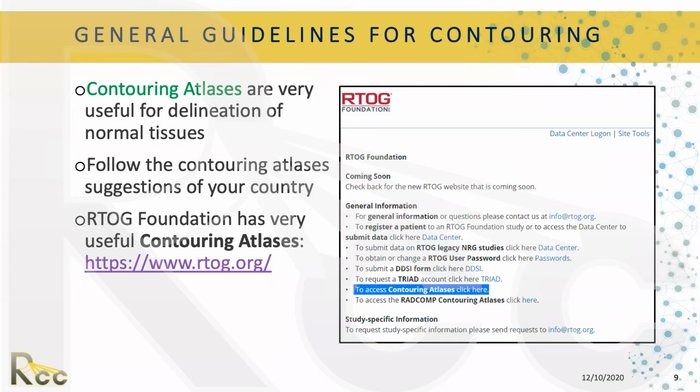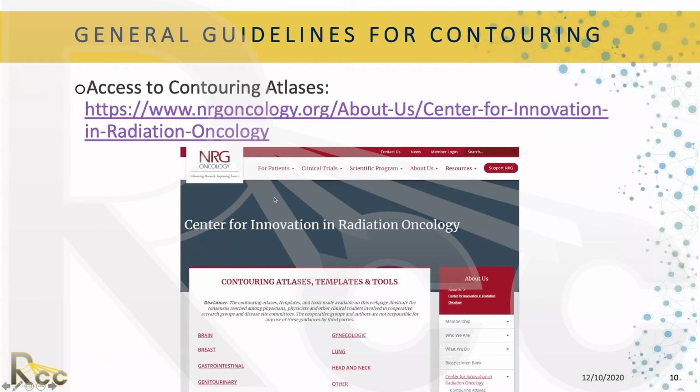In general, in most countries and many places, people will follow contouring atlases, and there are many in the literature, or I'm sure in your own countries you have some atlas suggestions that you or your physicians might follow. But if not, here in the United States, there is a good resource done by the RTOG Foundation. If you go to this website, which I put here, you will go to this window, and then you will access the contouring atlases here. And then this window will pop up.